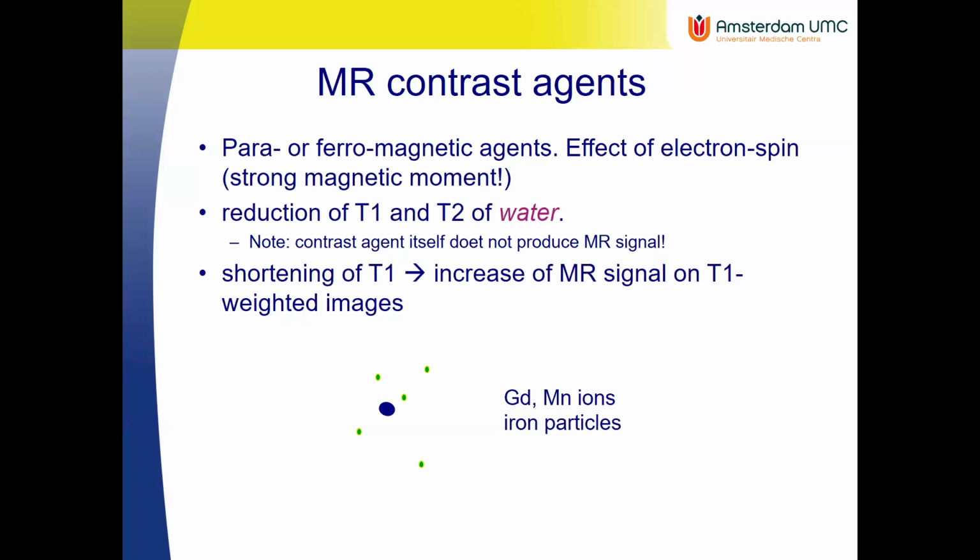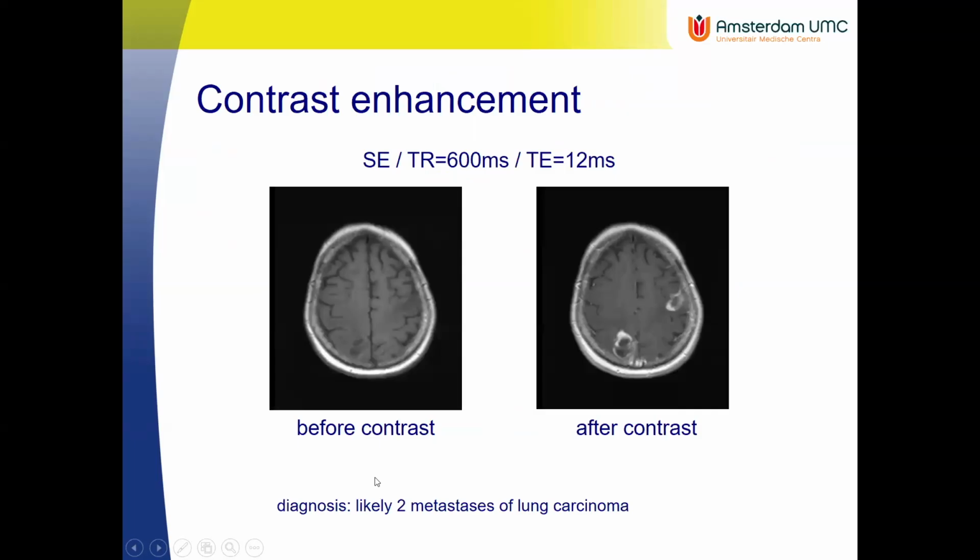Now in principle, the paramagnetic, ferromagnetic agents could be different kinds of ions, for example manganese or iron particles. But the most widely used contrast agent is gadolinium. Now, gadolinium itself is a bit toxic, but I'll show you on the next slide how it's used.